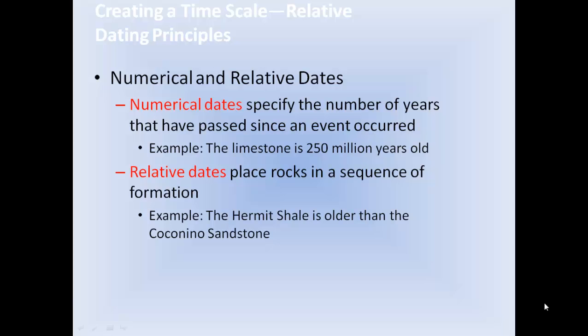Numerical and relative dates. Numerical dates specify the number of years that have passed since the event occurred. For example, the limestone is 250 million years old. Relative dates place a rock in sequence of formation. For example, the Hermit Shale is older than the Coconino sandstone.